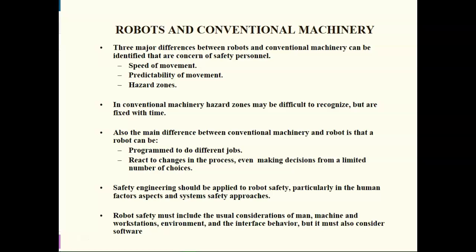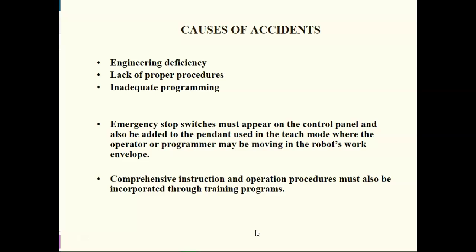Safety engineering should be applied to robot safety, especially in the human factor aspect and systems safety approaches. So causes of accidents. When we talk about engineering deficiency, what would be an engineering deficiency? What's a good example of that? Yes. Lack of sensors or lack of the correct programming.